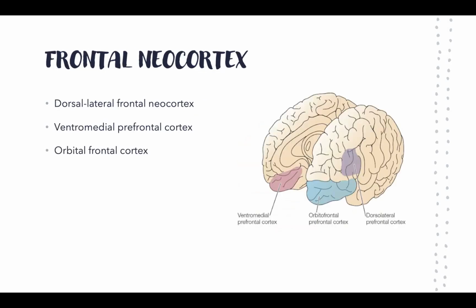In terms of our frontal neocortex, there are 3 things I'll talk about. Your dorsolateral over here. So here's your dorsal area, and on your lateral side, and you've got your orbitofrontal. So you've got your frontal cortex above the orbit of your eyes. And you've got your ventromedial, so your ventral aspect, and then the medial aspect of that as well.